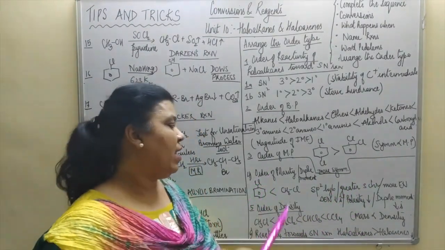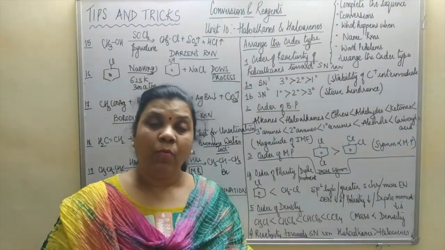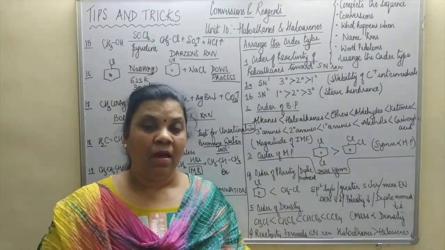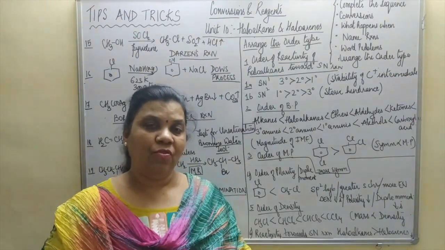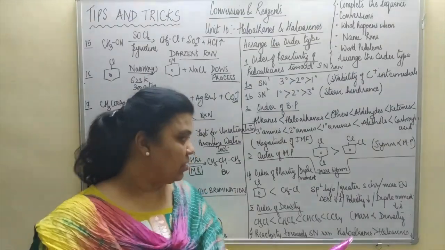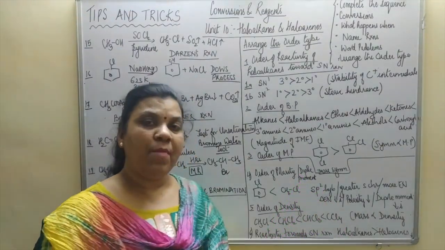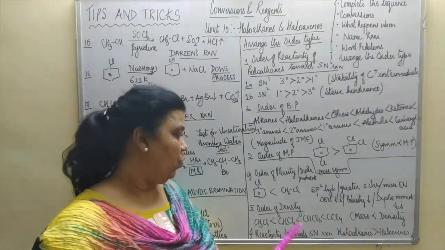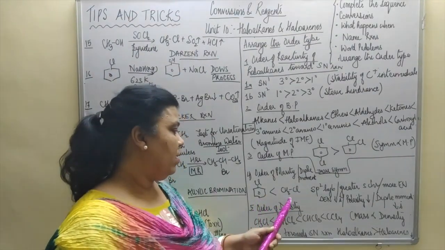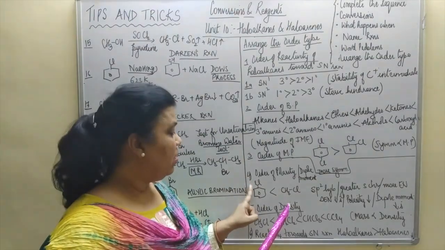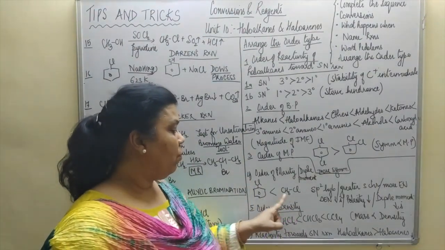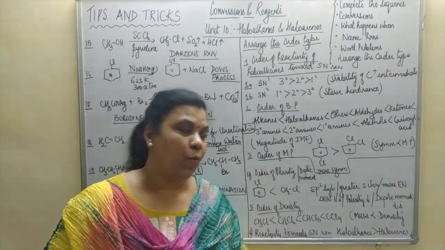Next is order of polarity. What is polarity? Polarity is basically charge separation which arises as a result of difference in electronegativities of the combining atoms, or dipole moment, which is a measure of degree of polarity in a molecule. So let us compare the polarity of a very, very important question which may come as a reasoning question also: polarity of chlorobenzene versus chloroalkane.